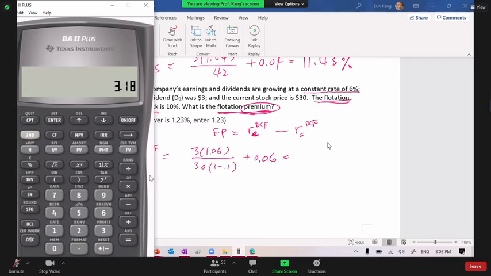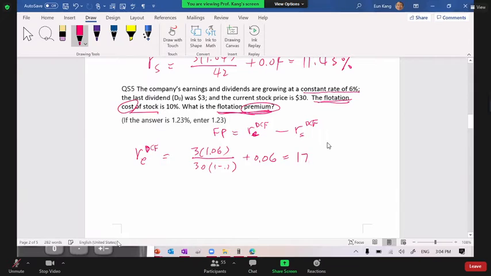Then 30 times 0.9, since 1 minus 0.1 is 0.9. So 30 times 0.9 is 27. So just this one divided by 27 is 0.12, plus 0.06 is 0.18, times 100. And that is 17.78%.